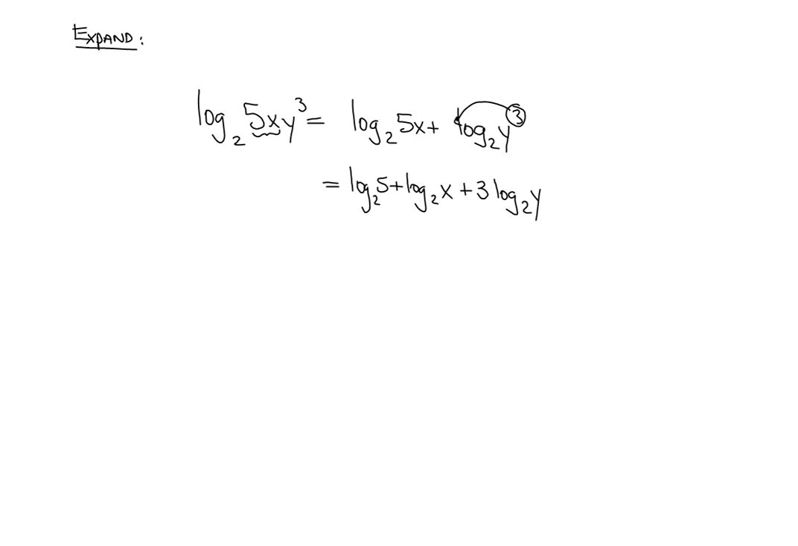Now let's make things a little more complicated. Log base 2 of 5x over 3y cubed. What do you think we should use first here? Quotient property. Good. Get rid of this division part first. So this is your m, this is your n. So what is this going to become? Log base 2 of 5 minus log base 2 of 3y cubed. Good.